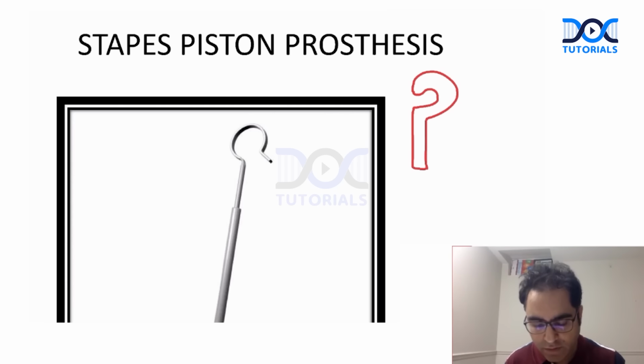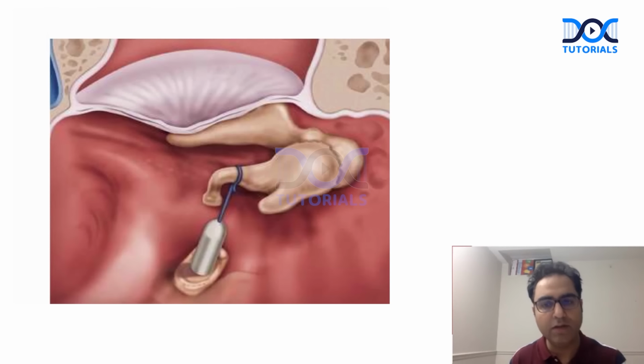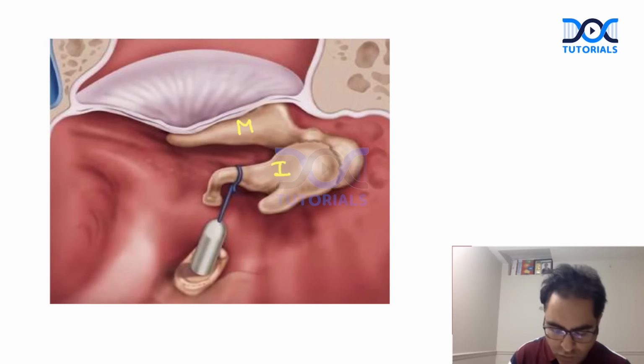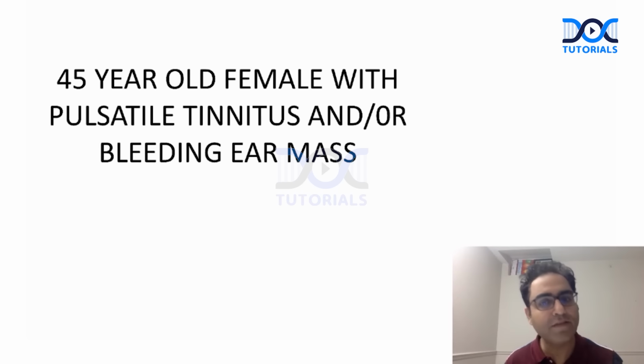In this picture, you can see very clearly that we have first opened the middle ear. The first step will be what? Tympanotomy. You open the middle ear, and then this is malleus, this is incus, and in place of stapes, you have put an artificial stapes piston prosthesis. So this is otosclerosis surgical management. Now, let us look at the next clinical scenario.